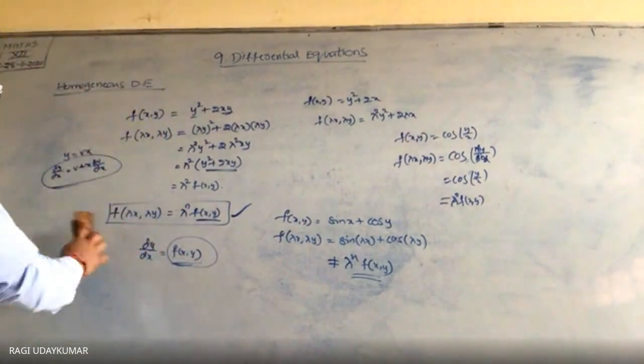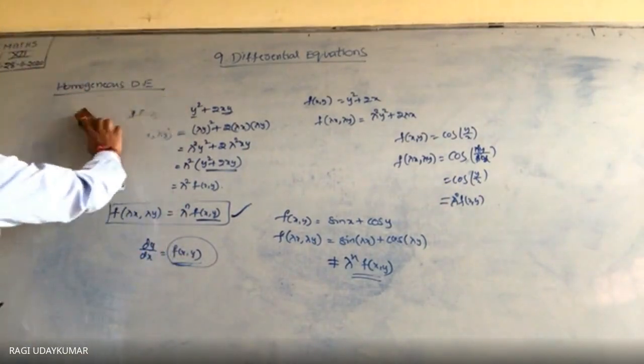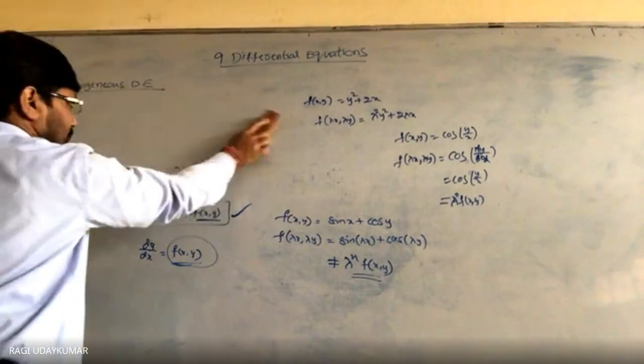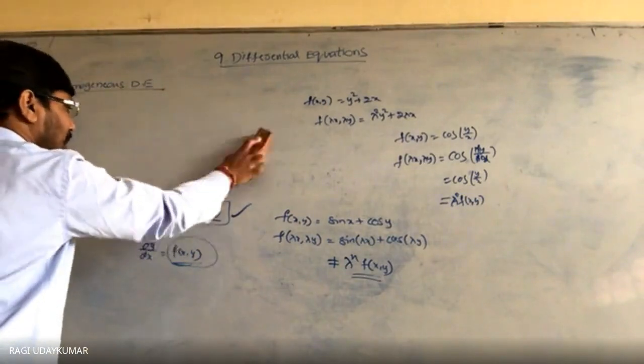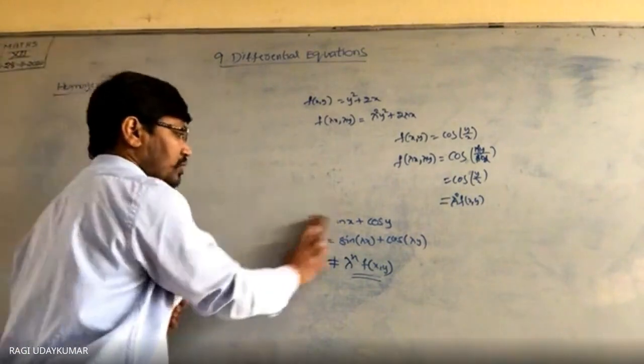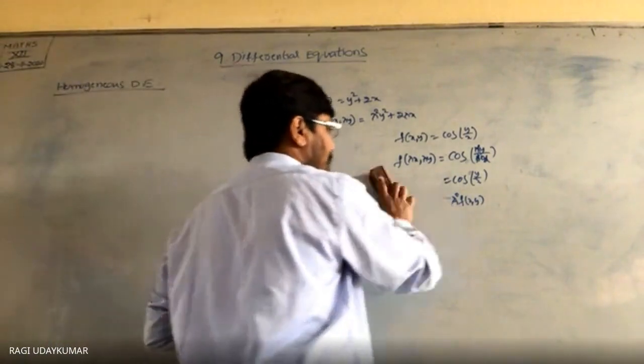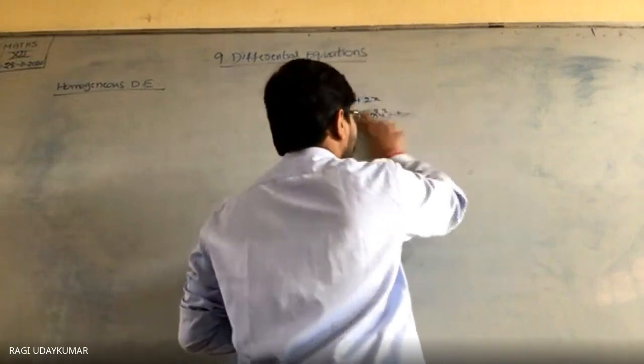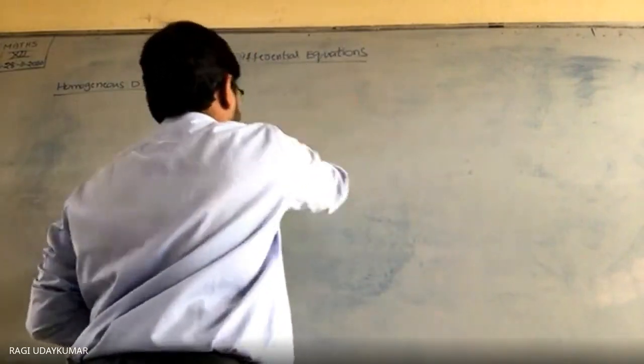And then, after that, the variable separable method that you have learned in the previous topic is used, and then you can solve the problems. So this is a homogeneous differential equation. First let us take one problem, exercise 9.5.